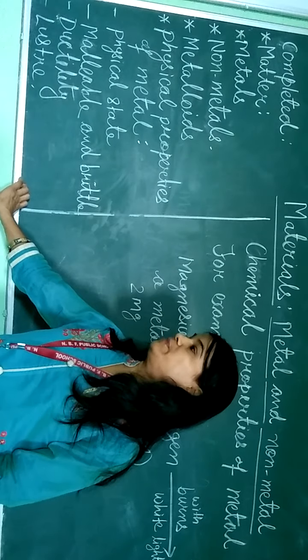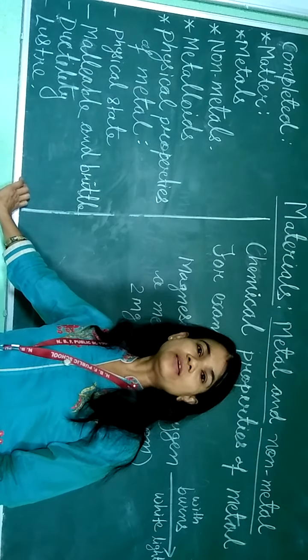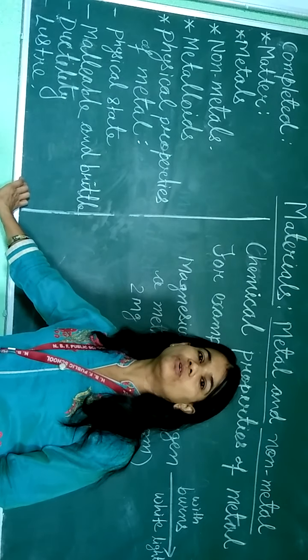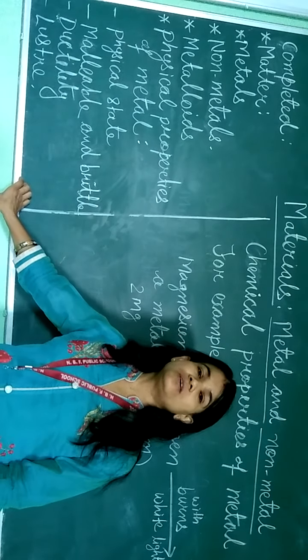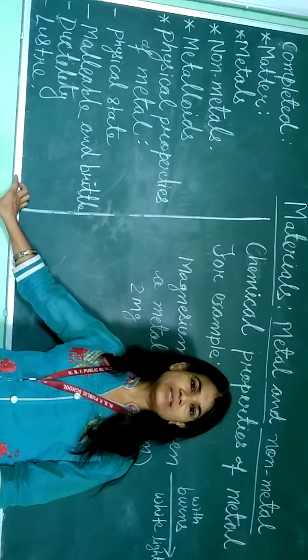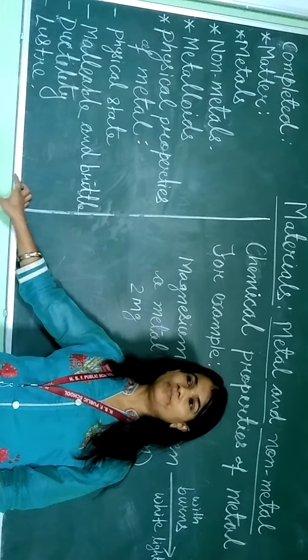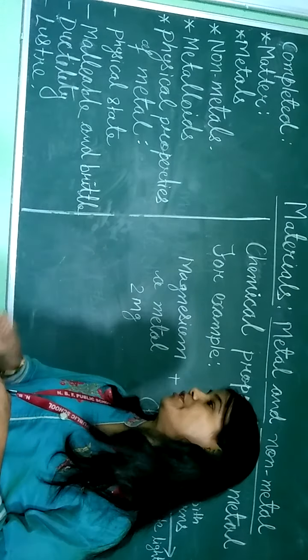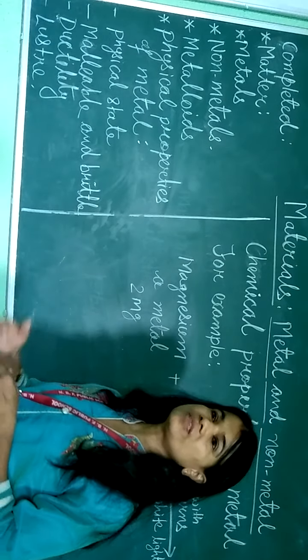Let's check. The nature of metals is shining. You see the spoon, the jewelry, gold, and many other metals. These are shining in nature, but non-metals are not shining in nature. When you put polish onto non-metals, then they become shining.